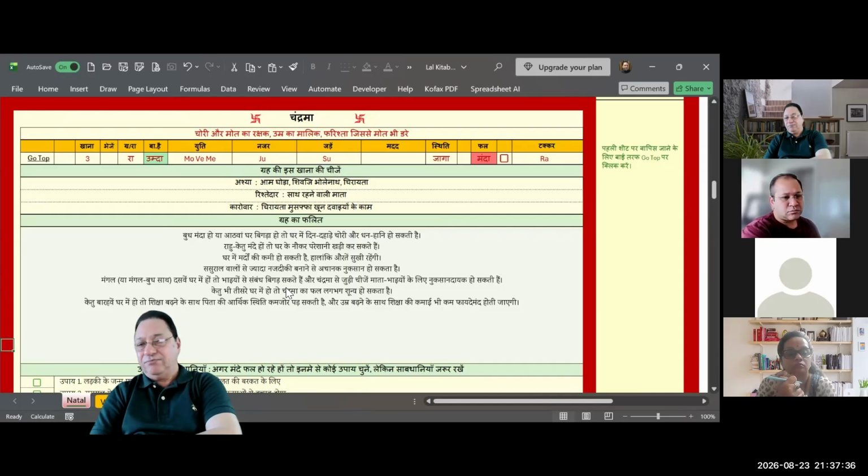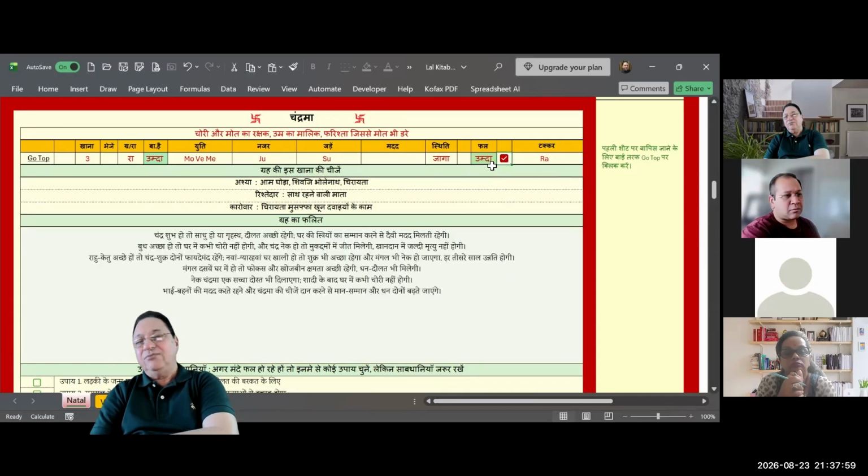Sometimes we want to know if it was good, right? Now this is the prediction when moon is not giving a good result. But I want to check, if my moon is good, what result will I get? All you need to do is just click here. It becomes Umda. It is just to check. Now it will tell you if my moon was good, this is the result I will get.